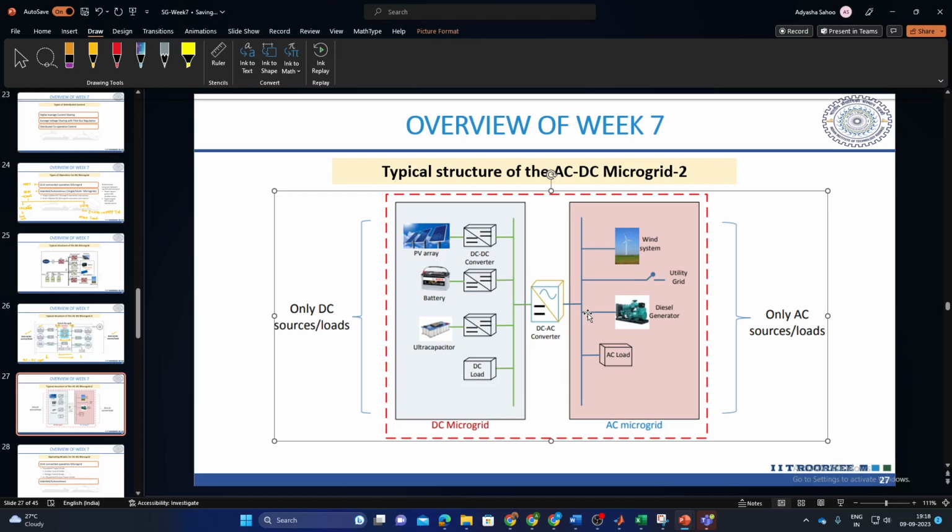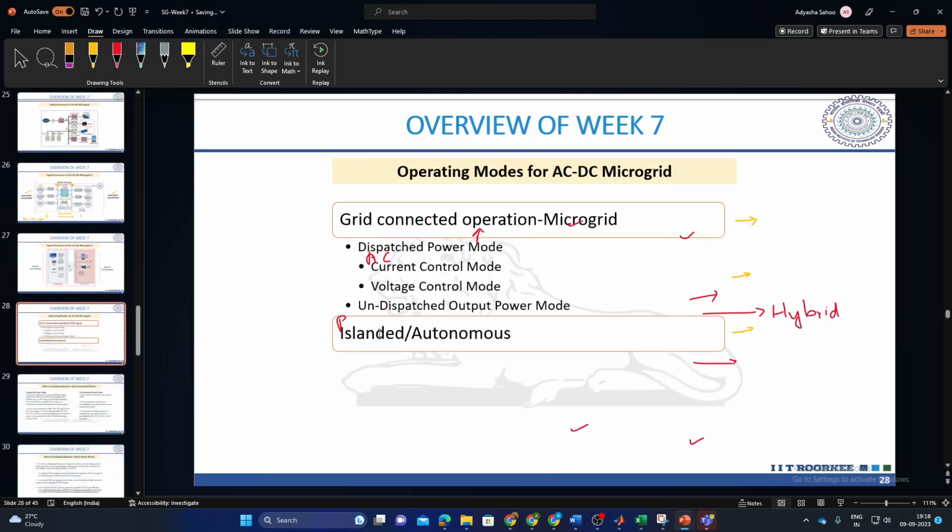The second structure which we had was only DC loads and only AC sources. Basically here we can segregate them, because in this area we have only distributed generators of DC type, and in this area only distributed generators of AC type. So we'll segregate these sources and loads: this will be the DC microgrid side with the DC bus, this will be the AC microgrid side with the AC bus, and then we'll have a converter here. So the number of converters required will decrease from the previous one.